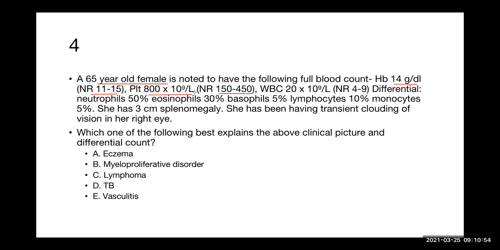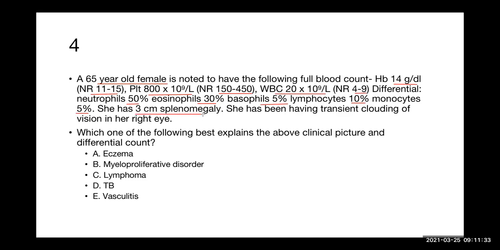This is an extremely high platelet count. WBC count is also high. The normal range is 4 to 9. In this reference it is given as 4 to 9, or 4,000 to 9,000, but it depends on the lab. Sometimes it is written 4,000 to 11,000 also. We don't mind that, but see there, it is very high here, 20,000. Differential counts: neutrophils 50%, eosinophils 30%, basophils 5%, lymphocytes 10%, and monocytes 5%. So all types of cells are there, in increasing amounts.